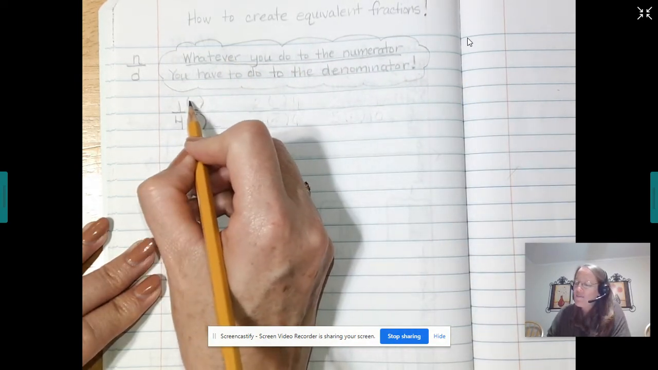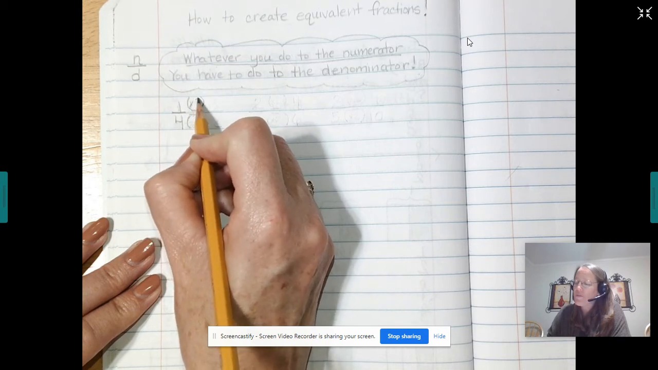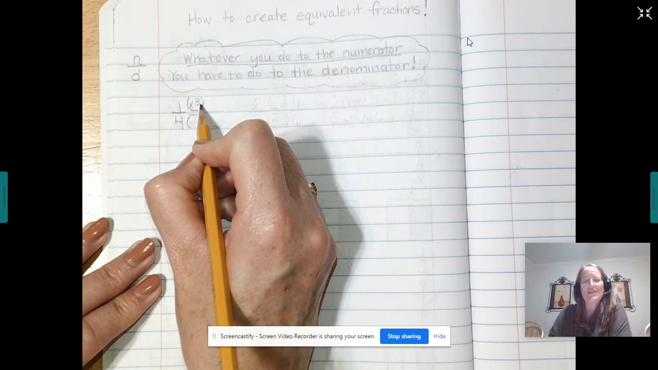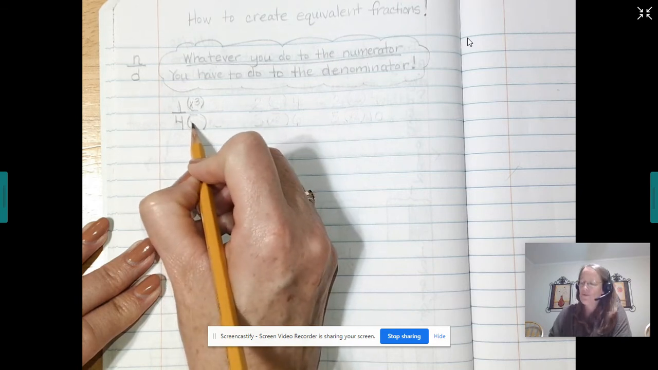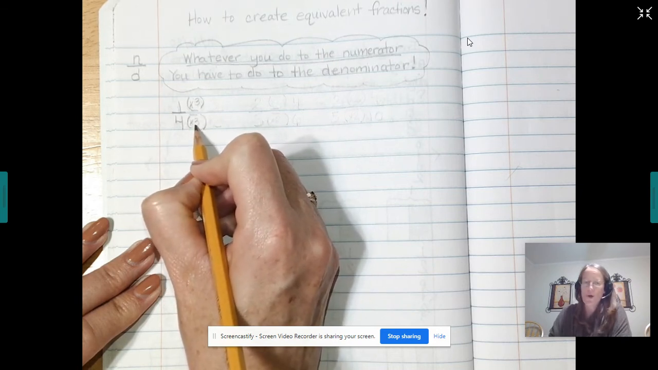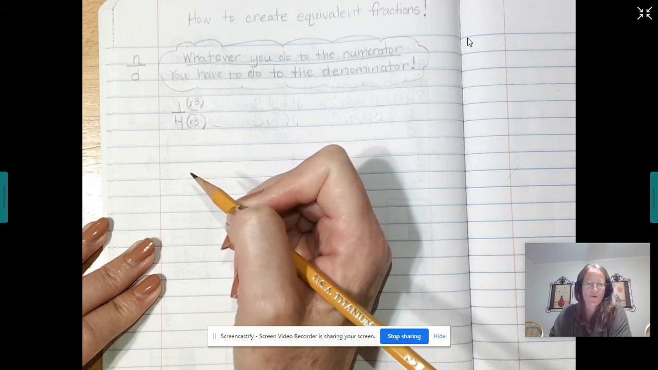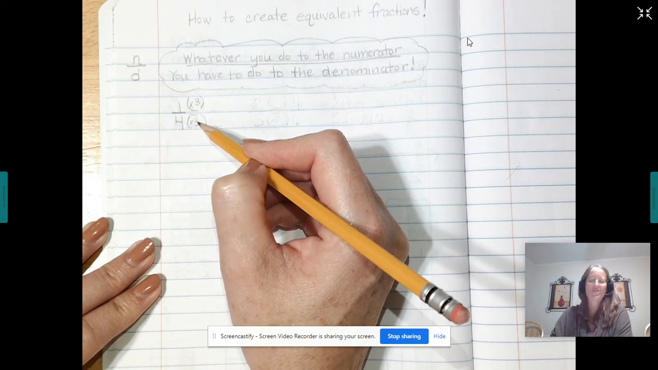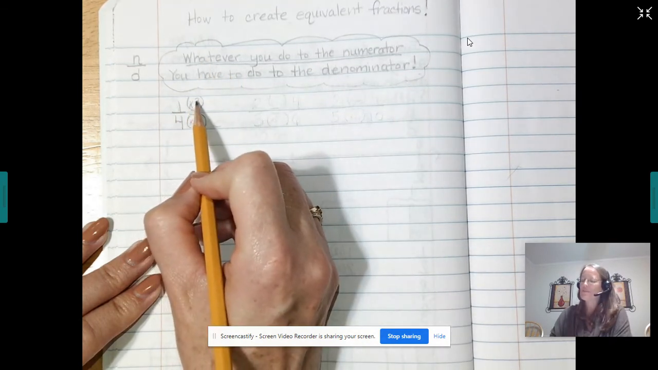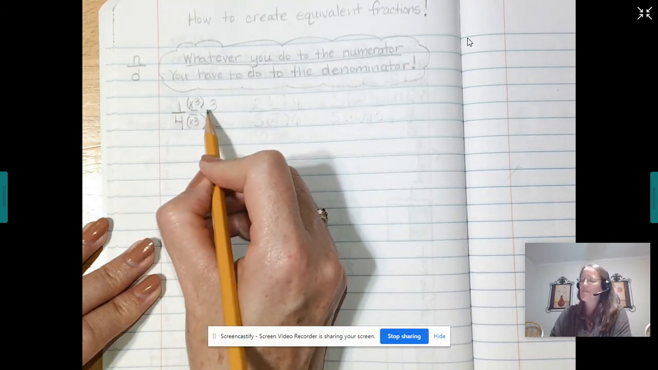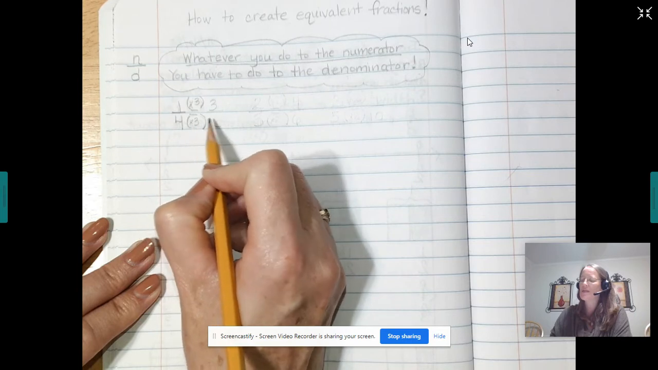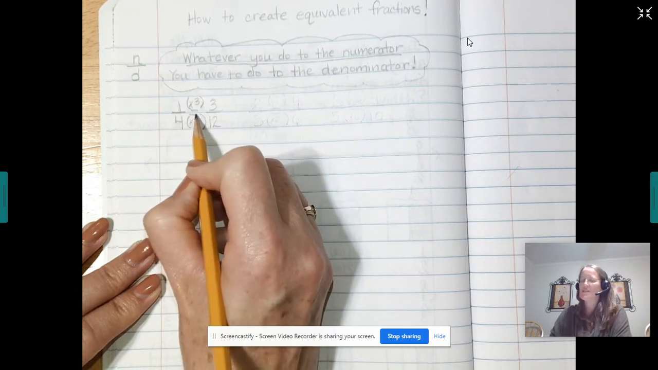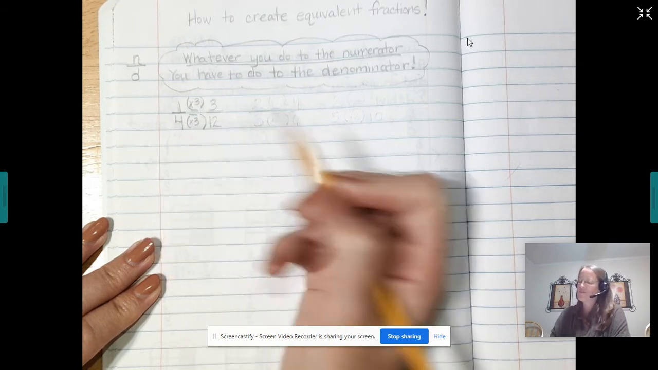If I multiply the numerator by 3, whatever I do to the numerator, I have to do to the denominator. This is how we create equivalent fractions. 1 times 3 is 3, and 4 times 3 is 12. 1/4 is equivalent to 3/12.